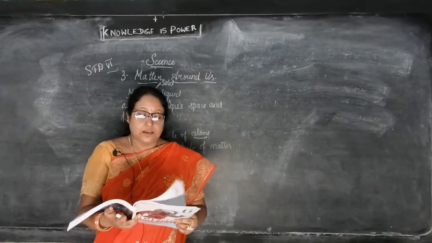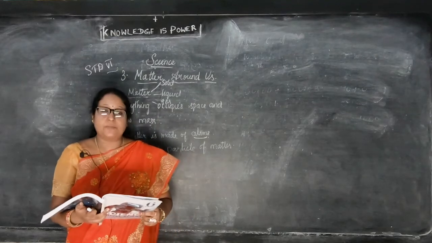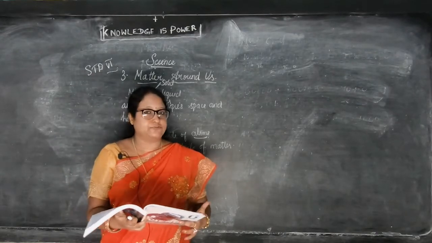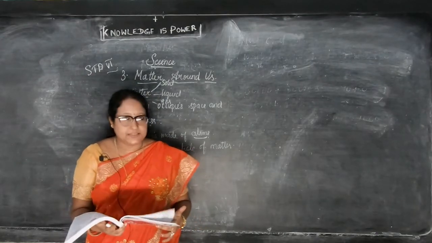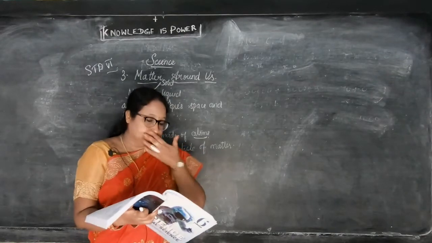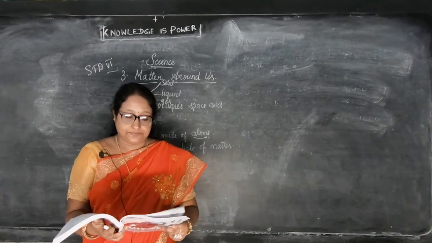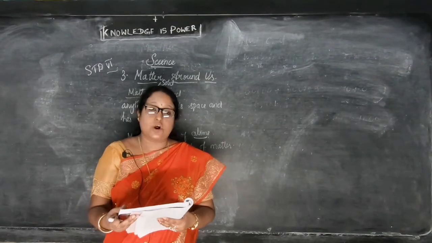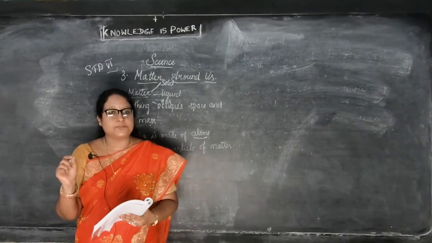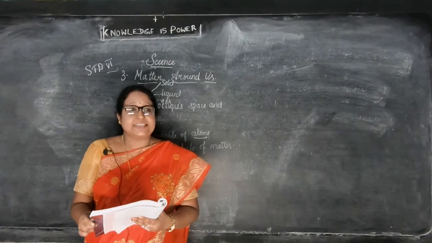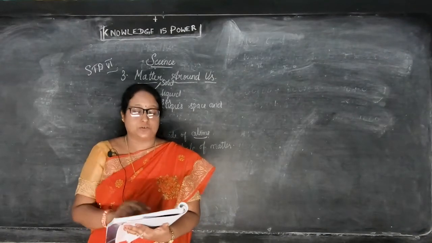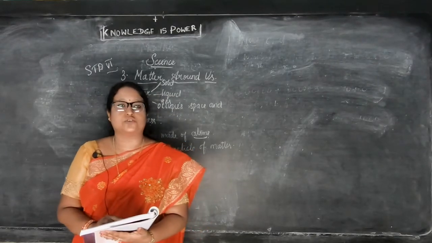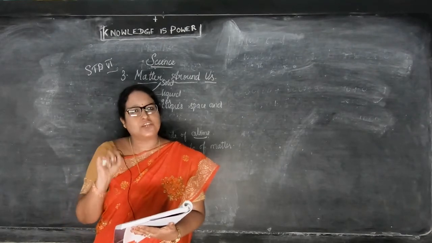Now, the physical nature of matter. Already I said that matter occupies space and has mass. Now, what is its nature, they have asked. Matter is made of some smallest particles called atoms, and these atoms are extremely small, even when seen under a powerful microscope.